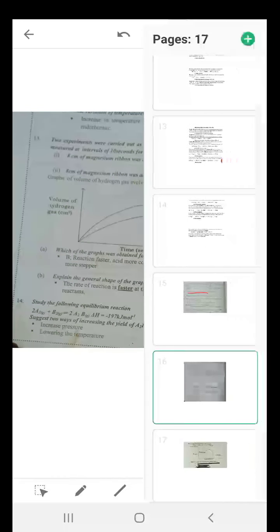In terms of temperature, we shall look at it when we are dealing with chemical equilibrium. Then the very last question is just a graph. The energy level diagram of a reaction is given below. There's a reaction there: sulfur 4 plus oxygen to give sulfur 6. Then the question is, state the ways of increasing the yield of sulfur 6.